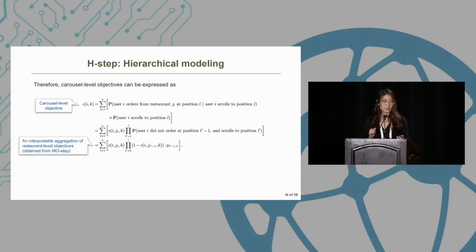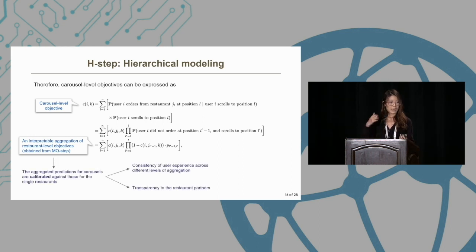So with this consumer browsing model, then the carousel level objectives can now be expressed as an interpretable aggregation of restaurant level objectives, which are obtained from the previous step. And this can be done by applying the law of total expectation by conditioning on the order position. And I'd like to point out a nice and important property for these kinds of aggregated predictions, which is that they are calibrated against those for the single restaurants. Meaning that the predictions for the carousels, like the aggregated restaurants, are somewhat comparable to those for the single restaurants. Therefore, we will be able to rank them together in a mixed fashion.